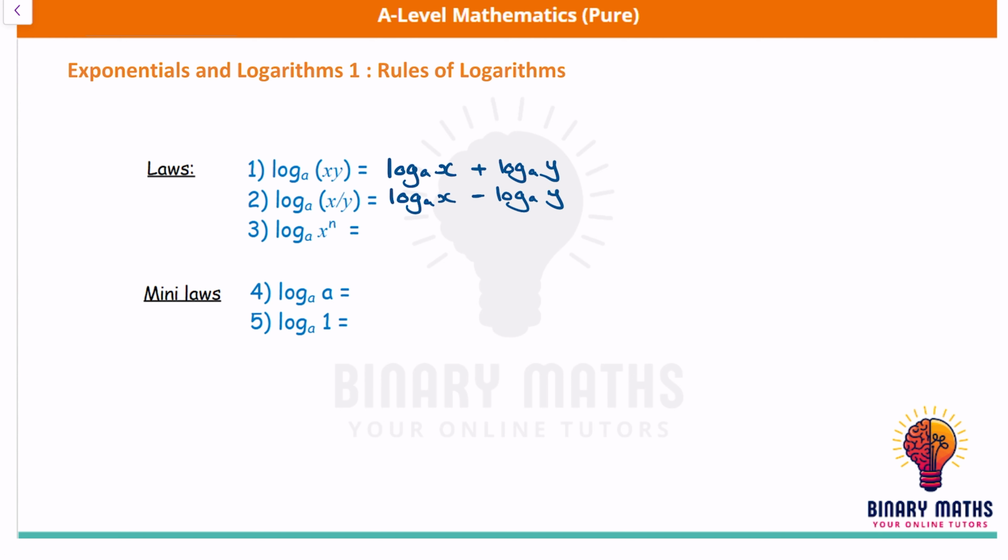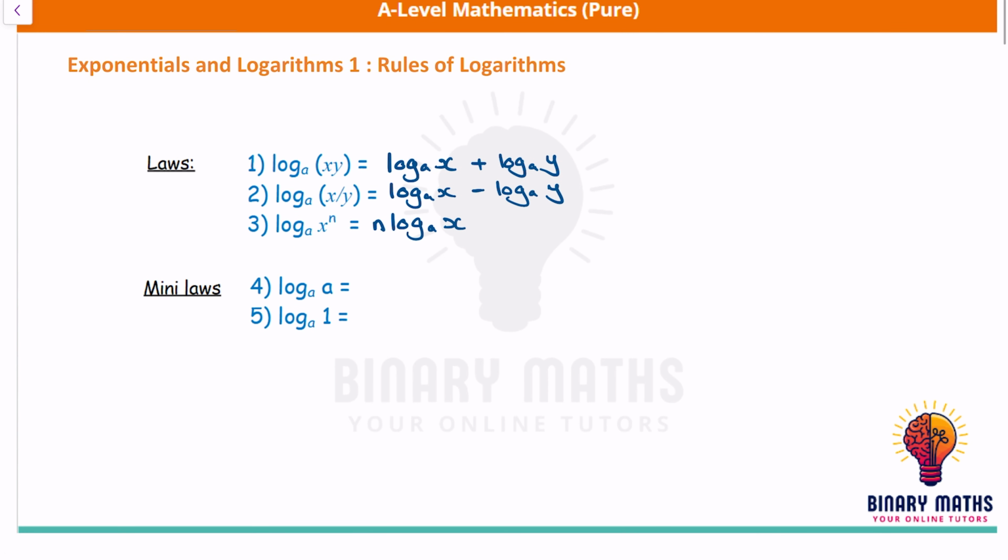I will prove these things later. Log base a of x to the power of n is the same thing as n times log base a of x. So the power comes down to the front to become the coefficient. Log base a of a, using the equivalent expression, means a to the power of something is equal to a, which is a to the power of 1. So it's always equal to 1. Log base a of 1 is a to the power of something is equal to 1. A to the power of 0 is equal to 1. So this is always equal to 0.